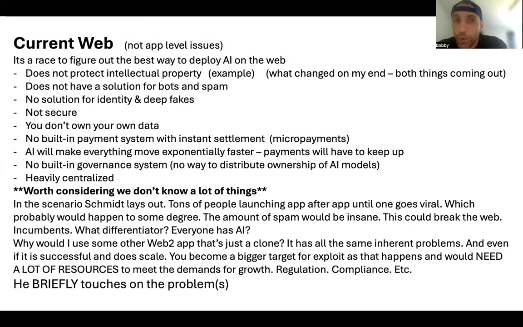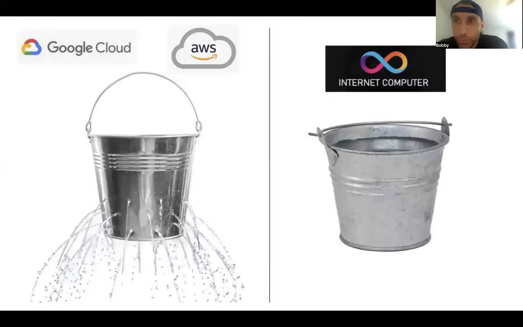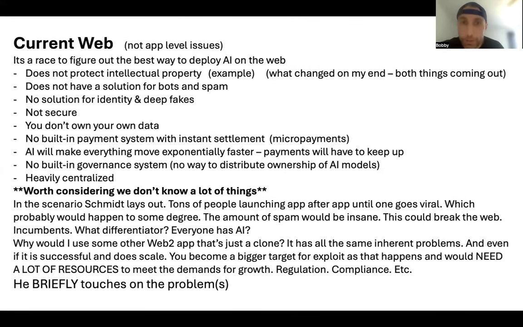AI will make everything go exponentially faster. Payments will have to keep up. Everything will have to keep up. There's also no built-in governance system on the old model. On an on-chain model, you can distribute ownership of the AI models.